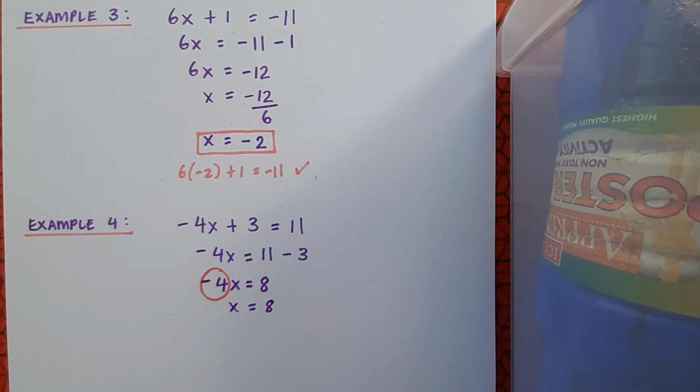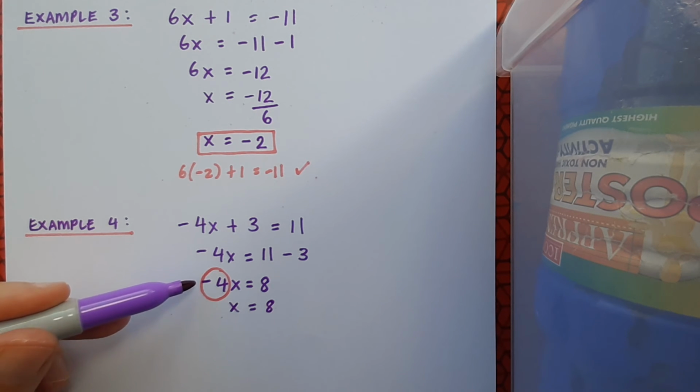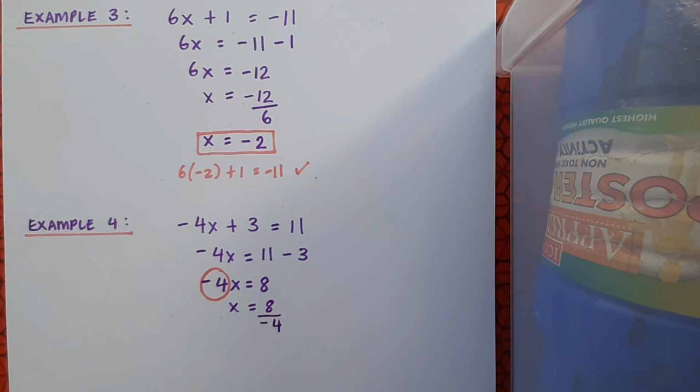And just notice how minus 4x was the coefficient, sorry, minus 4 I should say, was the coefficient of x in this line. So when I bring that across, I'm dividing by minus 4. And then simply evaluate 8 divided by minus 4. You can do this in your head or on the calculator if needs be.